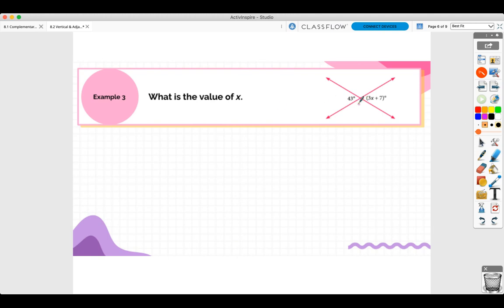So this time, what kind of angles are these? I want you to tell me. You should be like, they are vertical angles. Okay, and that means they are equal to each other. They are congruent. So you're just going to have 3x plus 7 is equal to 43. Subtract 7. You're going to get 3x is equal to 36. Divide by 3. So x is going to equal 12.